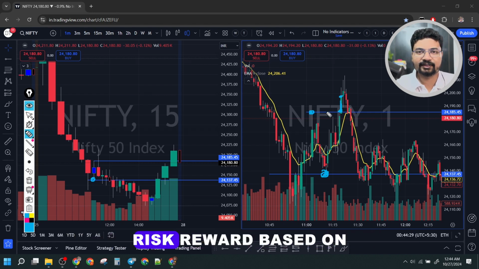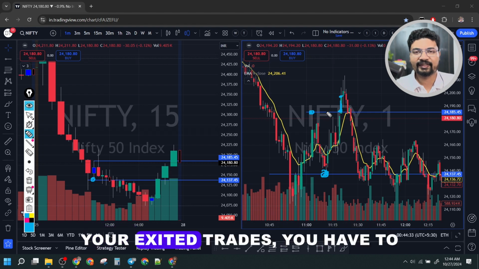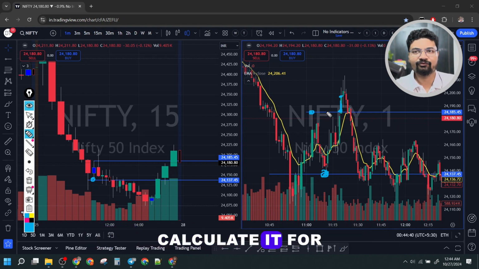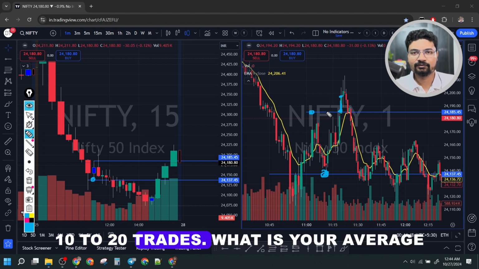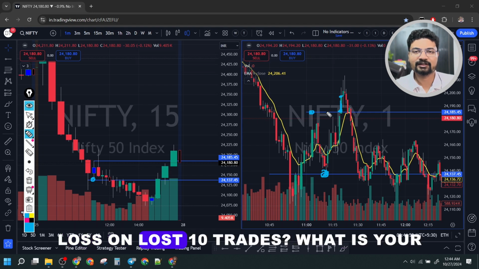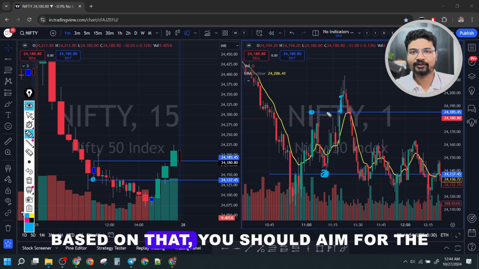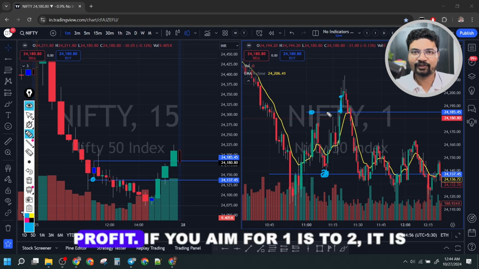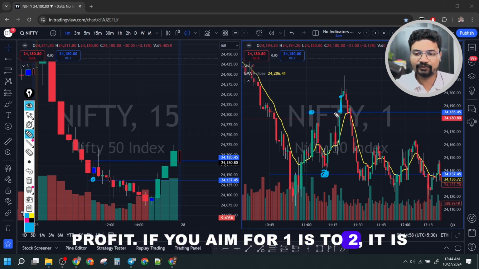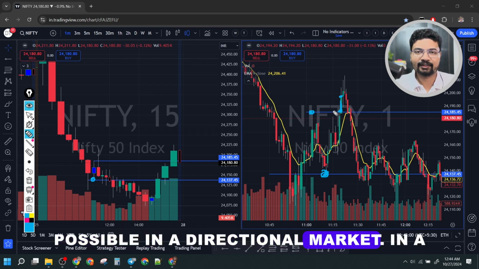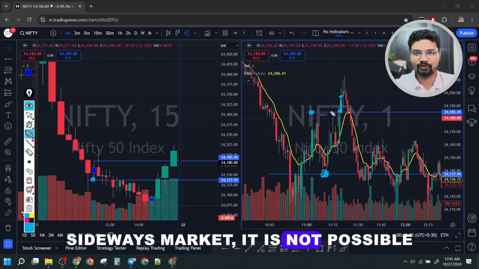For the risk reward, based on your exited trades, you have to calculate it over 10 to 20 trades. What is your average loss on the last 10 trades? What is your average profit on the last 10 trades? Based on that, you should aim for your target and profit. If you aim for 1:2, it is possible in a directional market. In a sideways market, it is not possible.